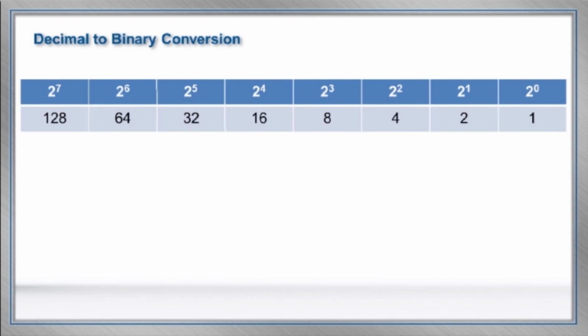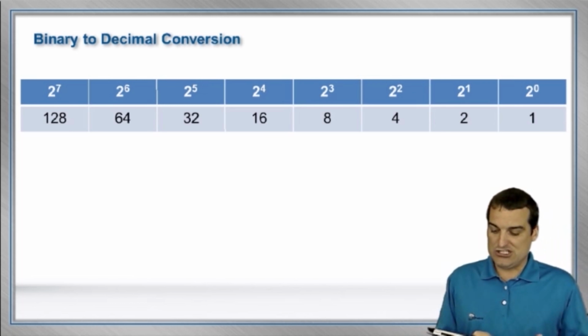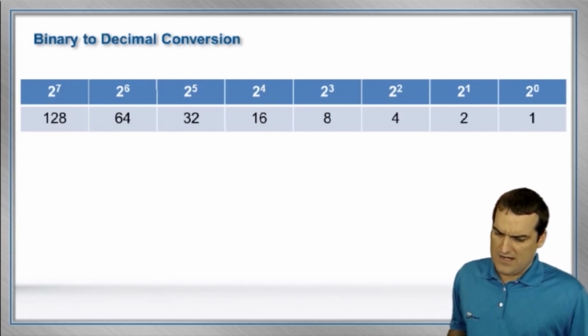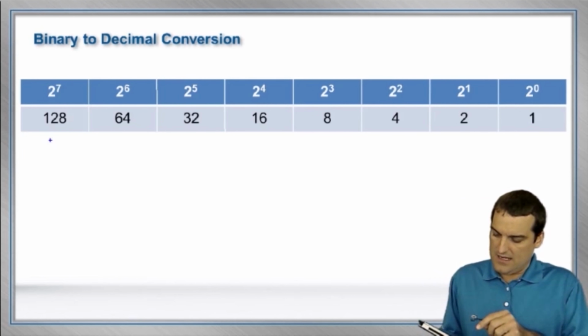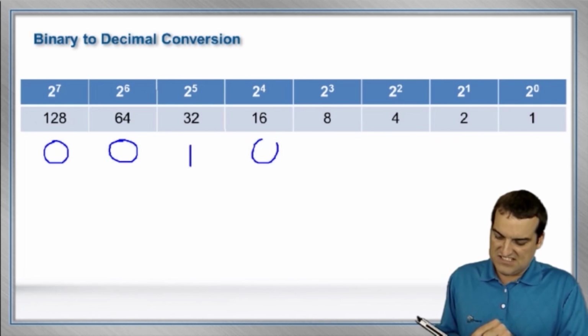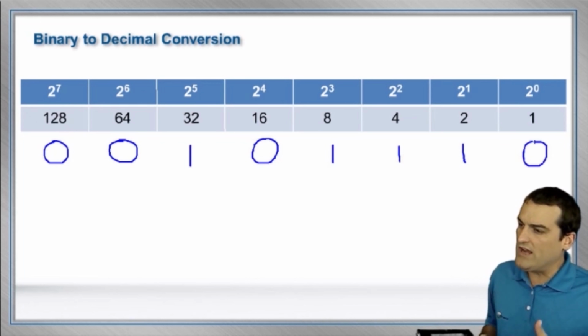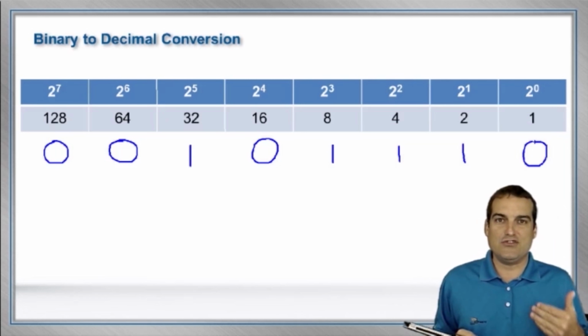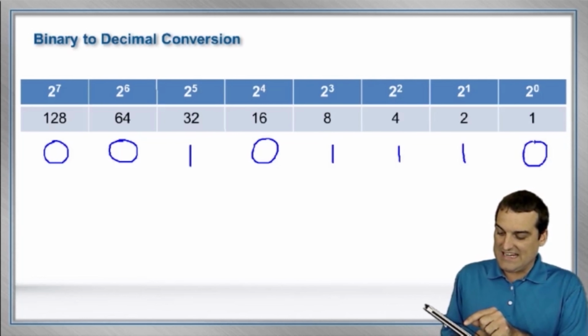Now, I've got great news for you. Going from binary to decimal is even easier. Much easier, folks. Watch this, because all we're doing here is addition. Let's say we have the binary number 0, 0, 1, 0, 1, 1, 1, 0. So we are given that binary number, and we are asked to go ahead and convert that to decimal. It is easy.